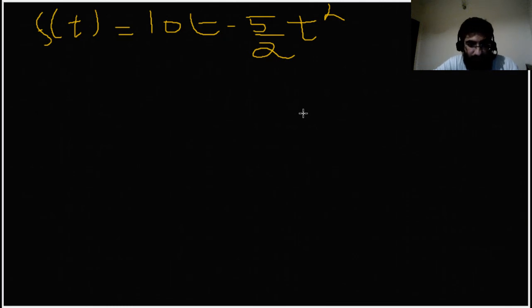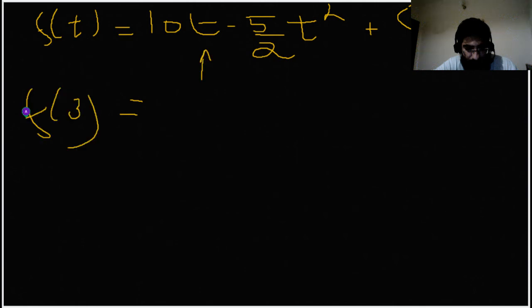Is the answer 10t minus 5 by 2 t squared, plus c? Where is your plus c? It's because it's physics, I forgot. I just replaced this with 3, so it becomes f of 3. You get the point.